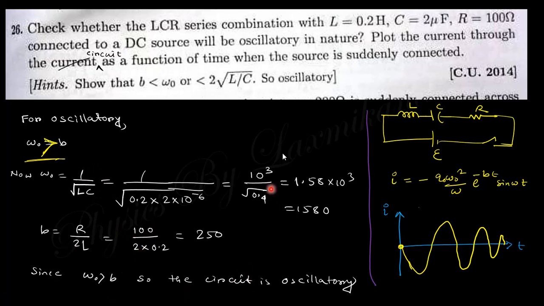Now you need to plot the current through this circuit as a function of time when the source is suddenly connected. When the source is connected, by using Kirchhoff's voltage law, you can find the expression of the current in the circuit like that. You can see at t equal to 0, this will be 0, and as you increase the time, this will be initially negative, then positive, and so on. This will be oscillatory, but the amplitude will decay exponentially. You can see here the amplitude decays exponentially. Okay, this is the curve for this time expression.